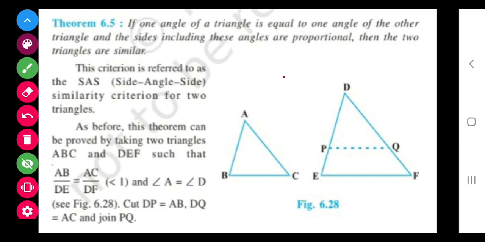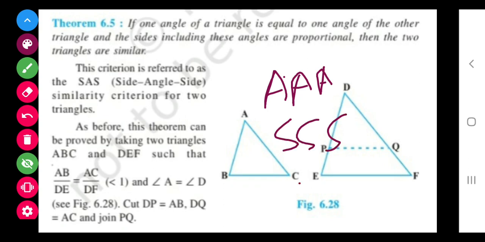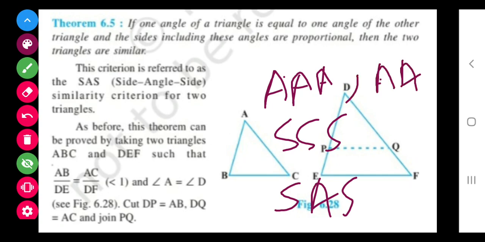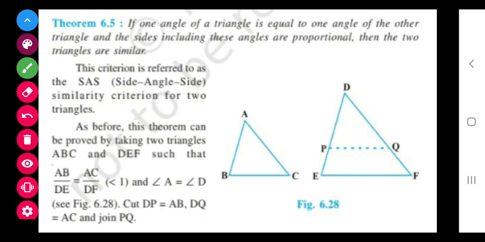So what we have learned: AAA, SSS, and side, angle, side. AAA, or if you say double A, that is also okay, because if two angles are equal, then the third angle will obviously be equal. If we prove two of the angles equal, then the third angle obviously will be equal, because the sum of the angles of a triangle is 180. So double A can be another criterion.